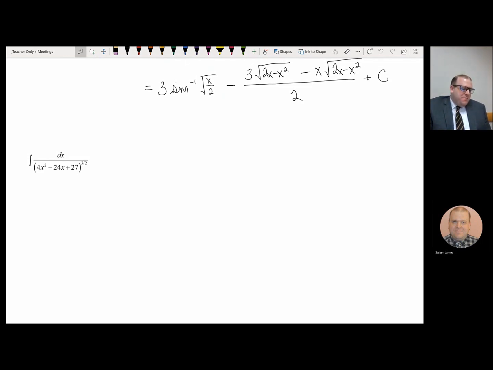The integral of dx over the quantity 4x squared minus 24x plus 27, all raised to the 3/2 power. Well, that's definitely not one of the 3 forms. What are we going to have to do? U sub will not work in this one. Not right now.